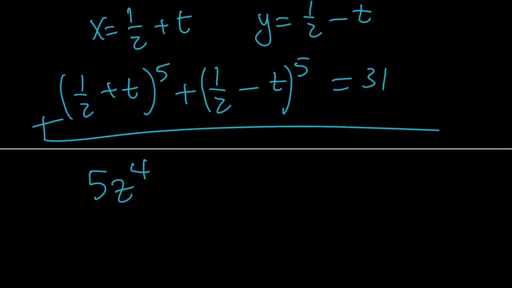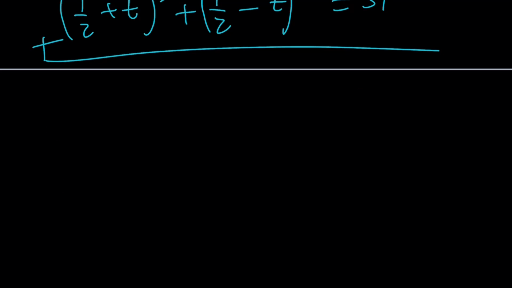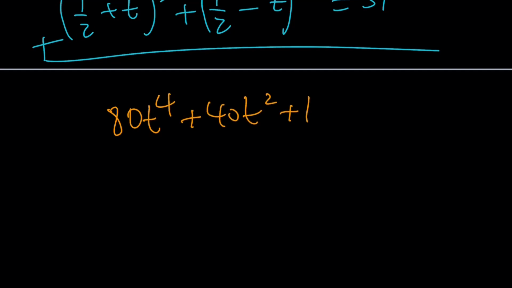5t to the 4th plus 5t squared over 2 plus 1 over 16 equals 0. Multiply everything by 16. You're going to get 80t to the 4th. Oops, I switched to z for whatever reason. It's supposed to be a t. Okay, anyways. So in t terms, this is going to be 80 t to the 4th plus 40 t squared plus 1 is equal to 0. That's my equation after getting rid of all the fractions.